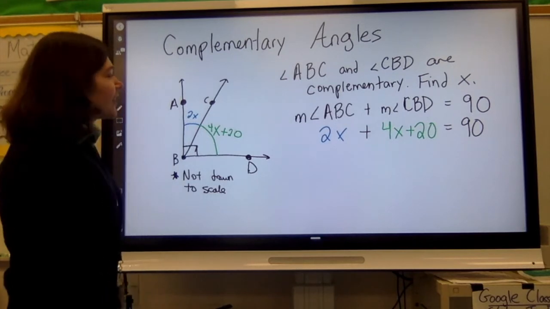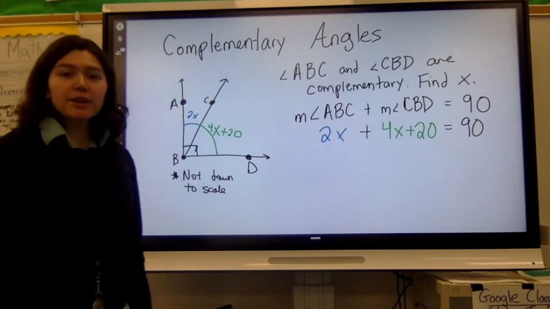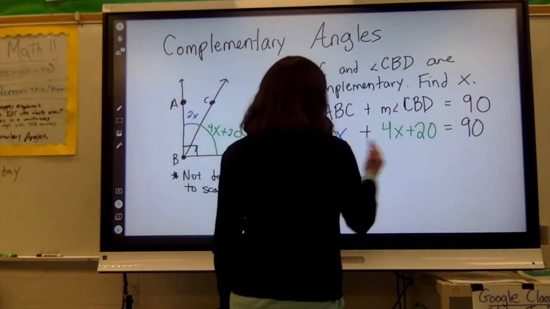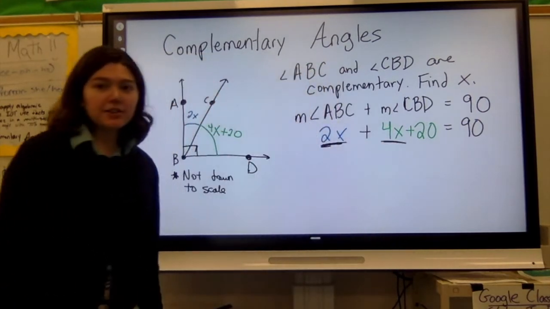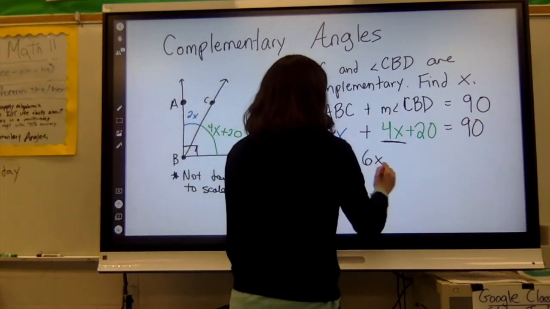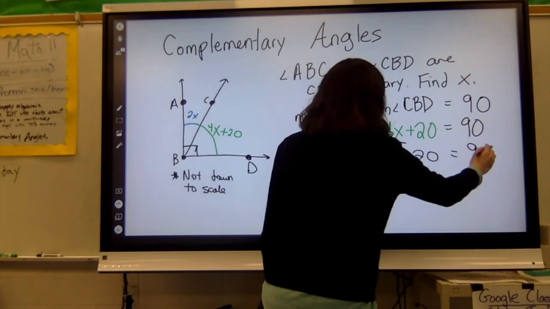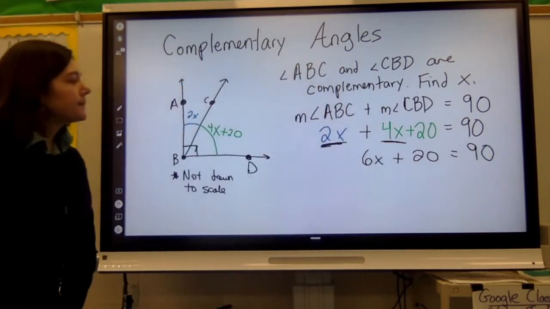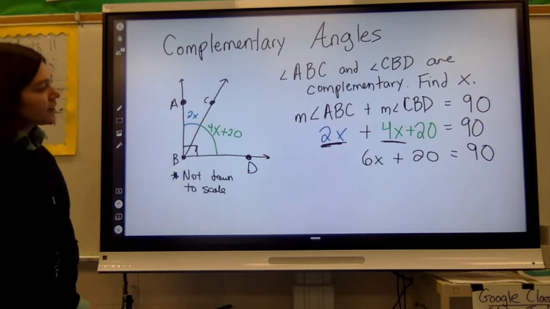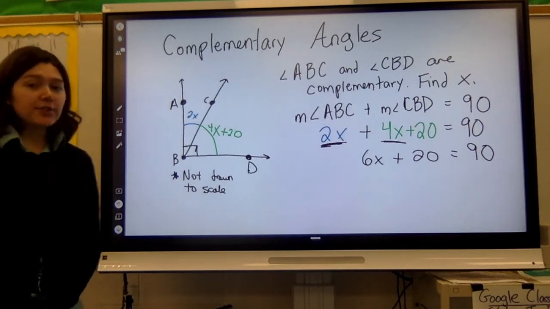Fun. Okay, so we don't need to distribute anything, but looking at it, I do have some like terms that can combine. I have a 2x and a 4x. Those are like terms. 2x plus 4x is 6x. And then I keep everything else the same: plus 20 equals 90. Okay, then I have 6x plus 20 equals 90. So I need to solve for x.